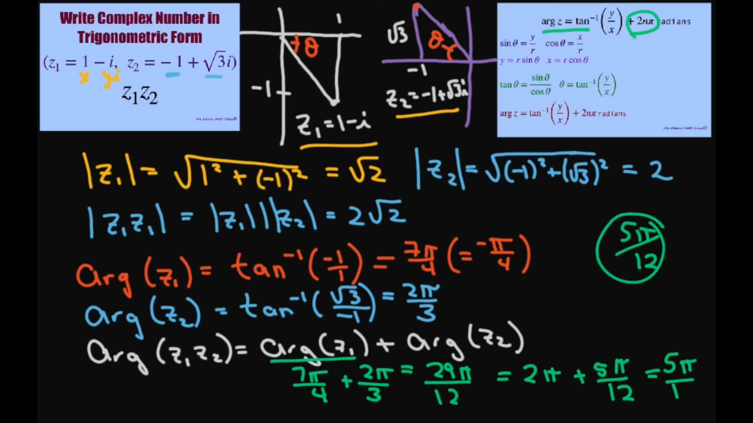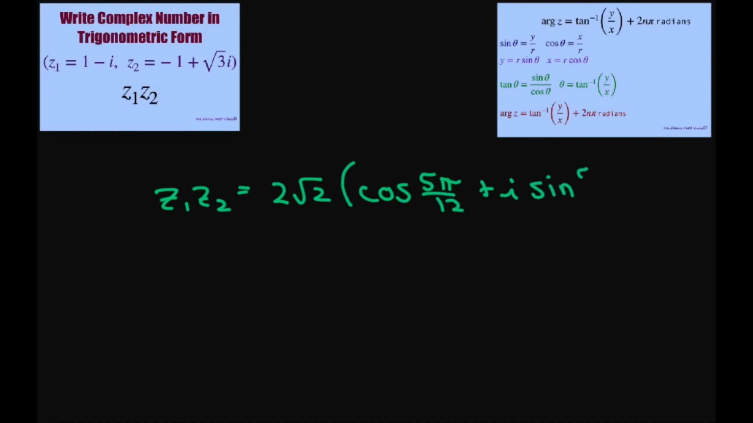So therefore, when we write our complex number, we are going to get z1 times z2 equals 2 square root of 2, and then cosine of 5 pi divided by 12 plus i times sine of 5 pi divided by 12. And that's your final answer.